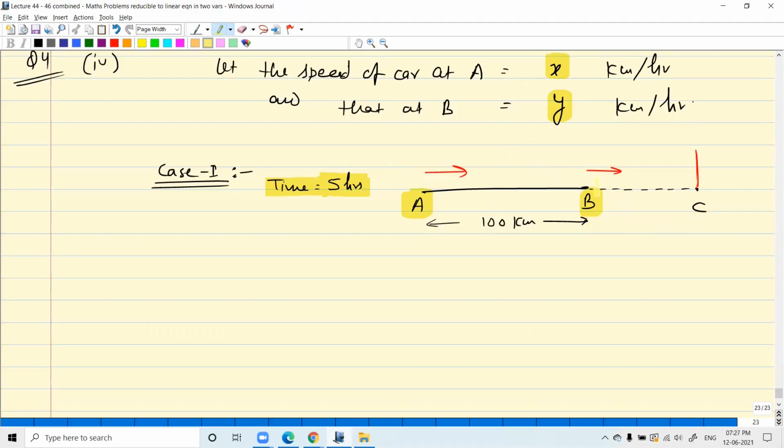So you know the time and you know the speed. Can you not find the distance? So we can say that AC, the distance traveled by car A before meeting it from A to C, that distance is equal to what? Speed into time, sir. Distance is speed into time. So what is the speed for car A? The speed is x and the time is 5. So it will be 5x, right? The distance A to C should be 5x.